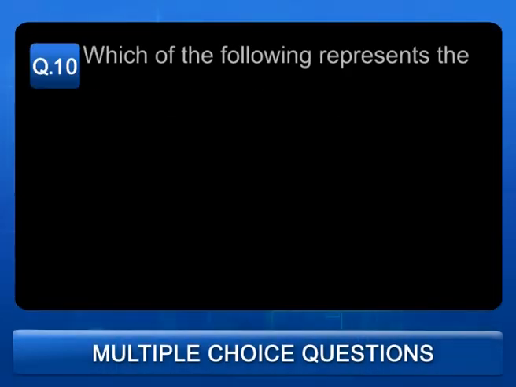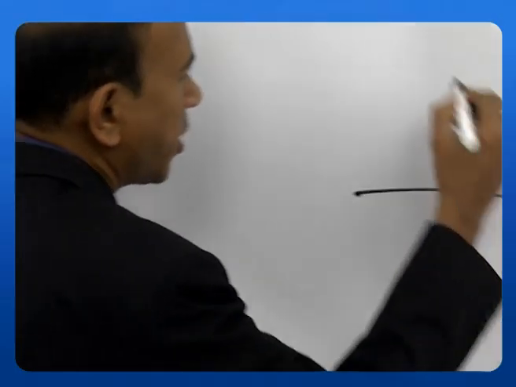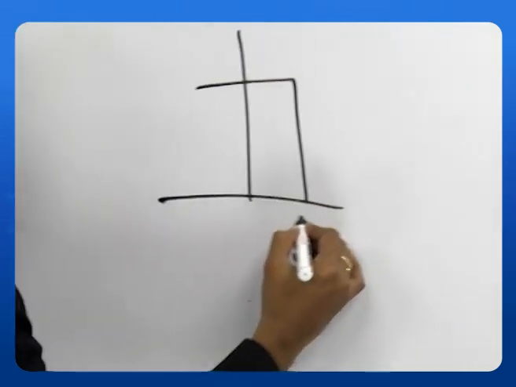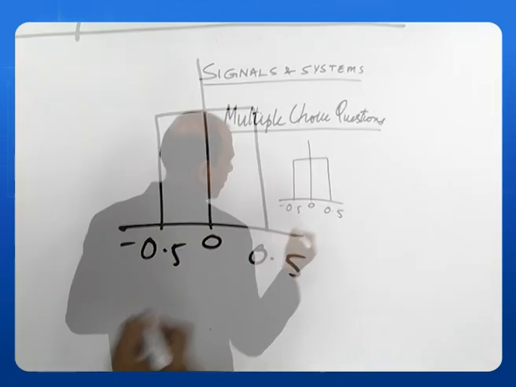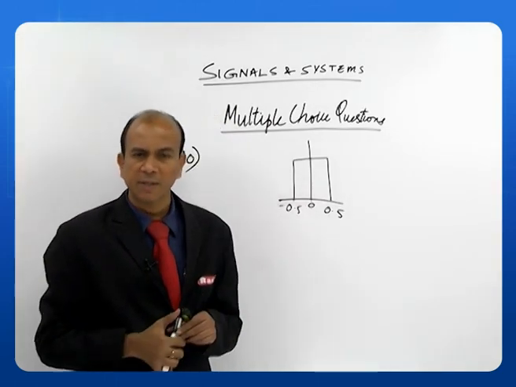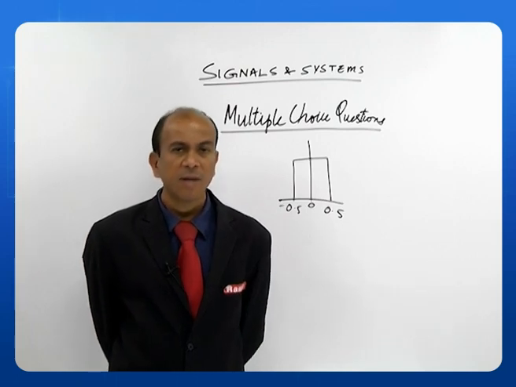Let's move on to question number 10. The question is as follows. Which of the following represents the pulse signal shown in the figure? Okay, you have a pulse signal which is existing from minus 0.5 to plus 0.5. So this is what is given. This is 0.5 and this is minus 0.5, centered around 0, having a certain amplitude. So which of the following actually represents this signal?